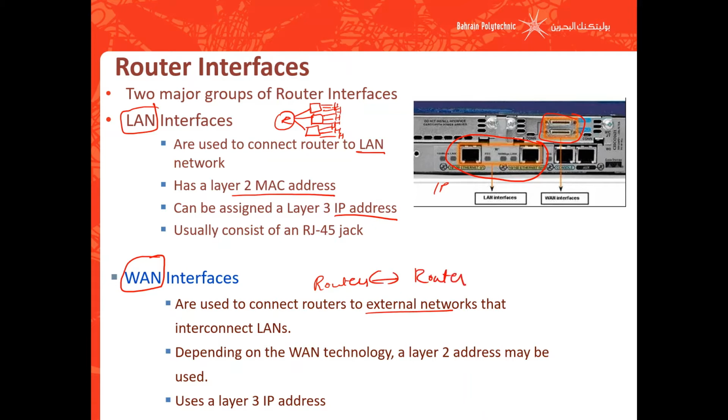So serial ports are used to connect routers with different routers, which means if this router is one network and this one is another network, you're connecting inter-network devices, or you're connecting different networks together. And here also we assign IP addresses to the serial ports, and depending on the technology that you're using, you can also assign a layer 2 MAC address.